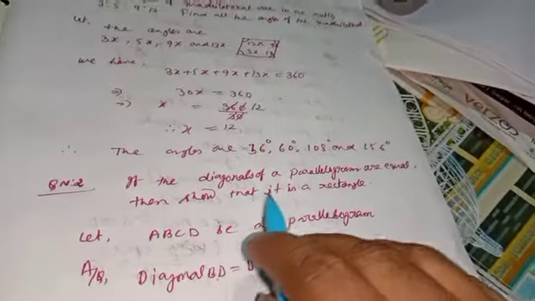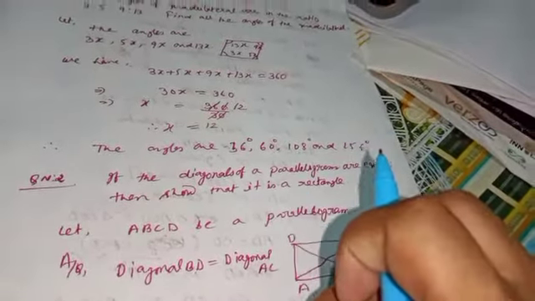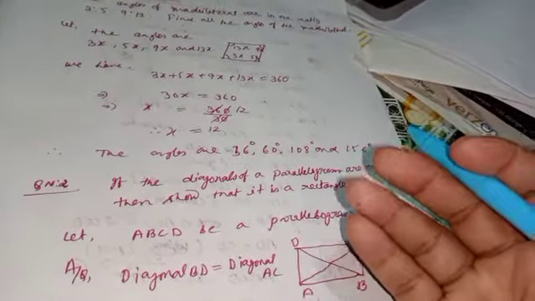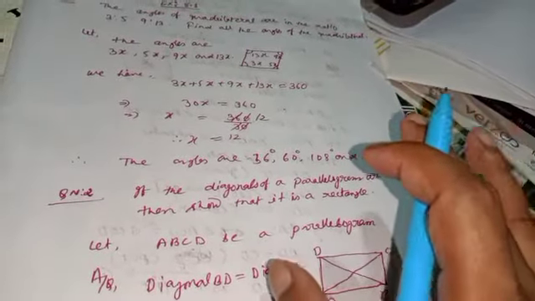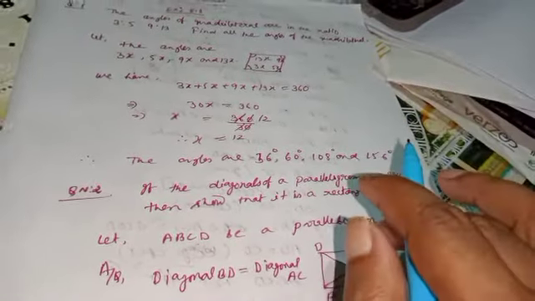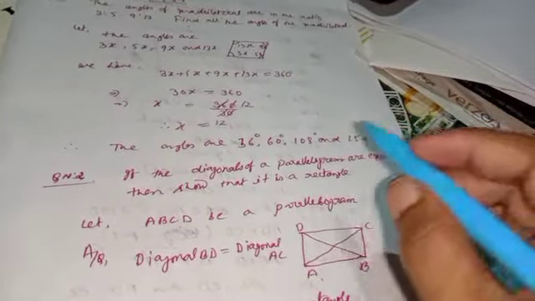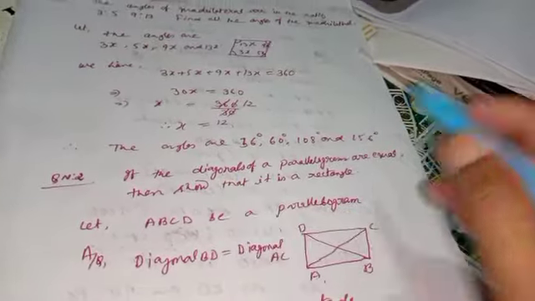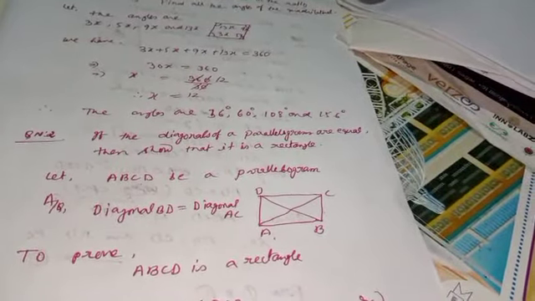Question number 2. If the diagonals of a parallelogram are equal, then show that it is a rectangle. See, in general, what are the properties of a parallelogram? In a parallelogram, the diagonals bisect each other, but they are not equal. Also opposite sides are equal and opposite angles are equal. But diagonals are not equal. But it is given in the question that if the diagonals are equal, then it becomes a rectangle. Clear?